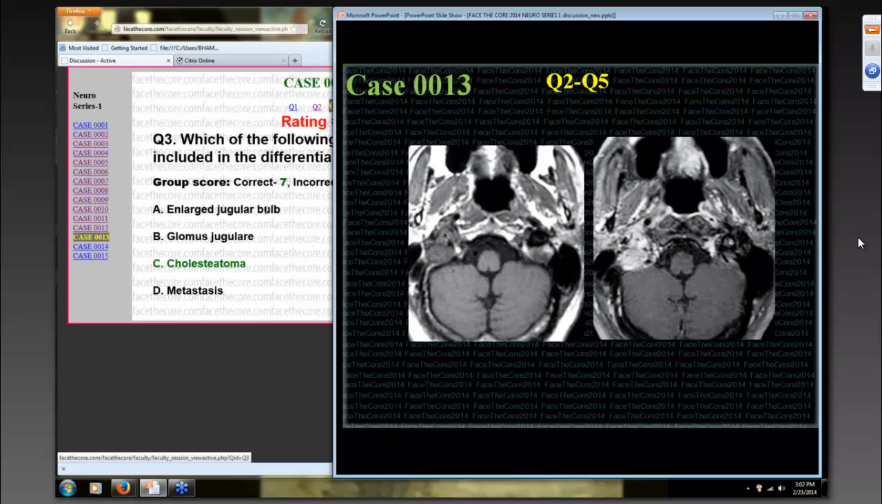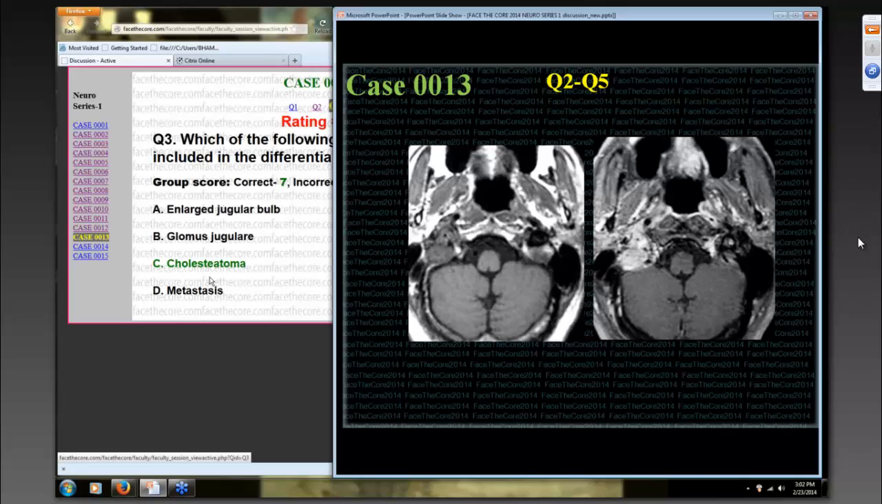So the likely differential would be between a glomus jugular tumor or a schwannoma, and a third possibility of a metastasis. Metastasis usually can destroy the bony walls, like what you are seeing here, but these vascular flow voids are usually not seen. And an enlarged jugular bulb also will be enhancing because of the jugular vein, but you do not really see these vascular flow voids.